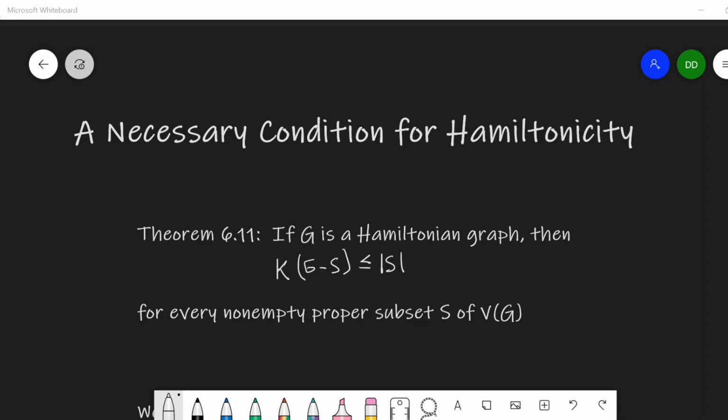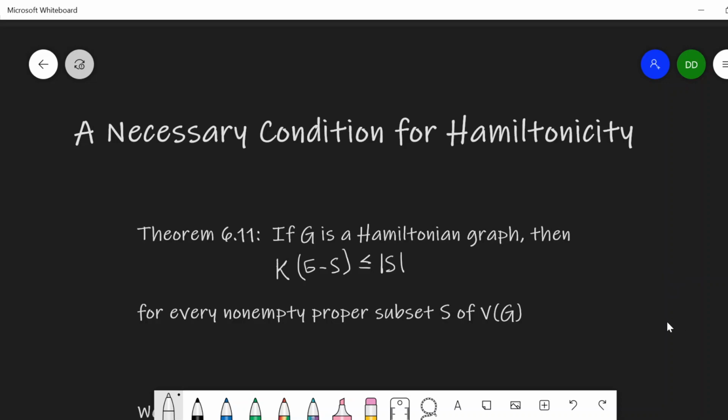In this video, we'll see a necessary condition for Hamiltonian graphs. We'll use the contrapositive of this theorem to prove that a graph is not Hamiltonian. We'll see that this is not a sufficient condition to be Hamiltonian with an example. And finally, we'll take a look at a proof of the theorem in question.